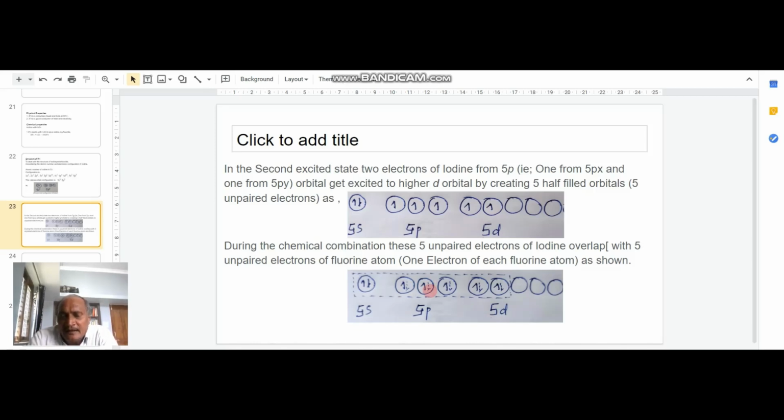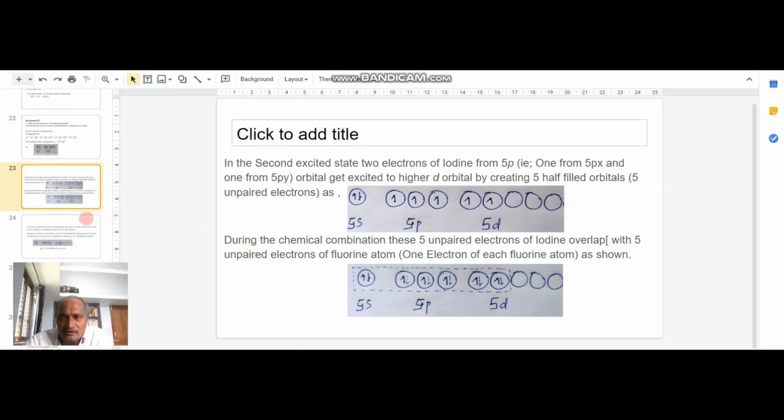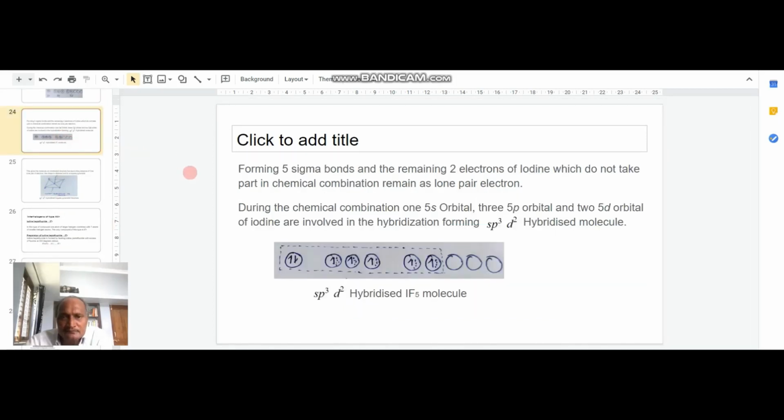So here, as one iodine atom under the second excited state is combining with 5 fluorine atoms, each fluorine atom having one half-filled atomic orbital, 5 sigma bonds are formed, and the remaining 2 electrons of iodine, which do not take part in chemical combination, remain as a lone pair of electrons.